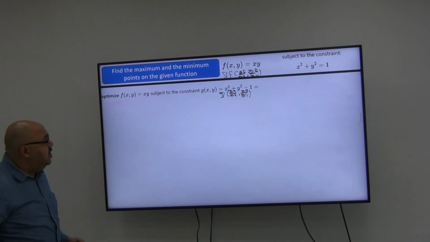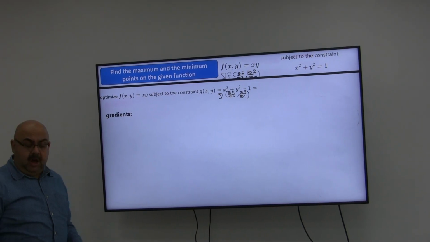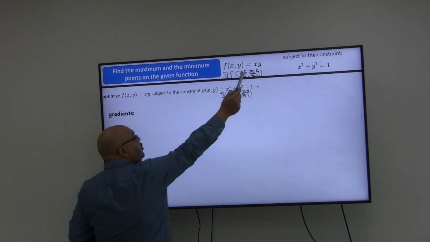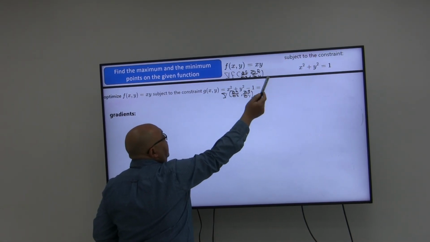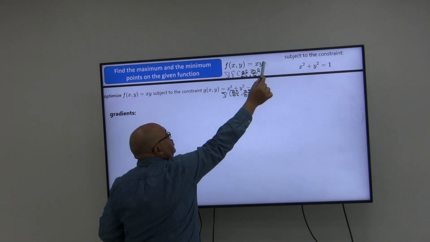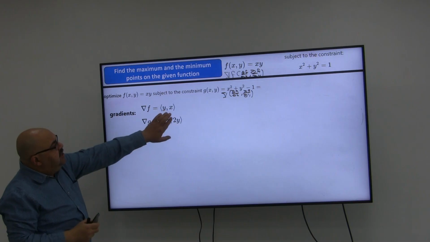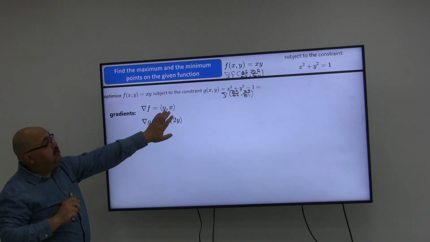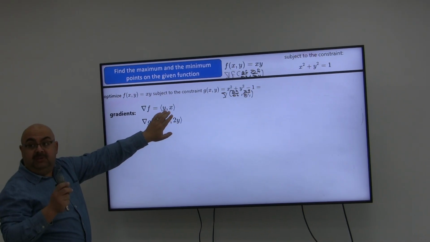So the slides and the steps are really well written. First of all, I will try to get the gradients. The gradient vector for x times y is going to be y. The second coordinate is differentiating with respect to y, which is going to be x. So that's the gradient vector for the first function. Differentiating with respect to x will leave you with y. Differentiating with respect to y will leave you with x.